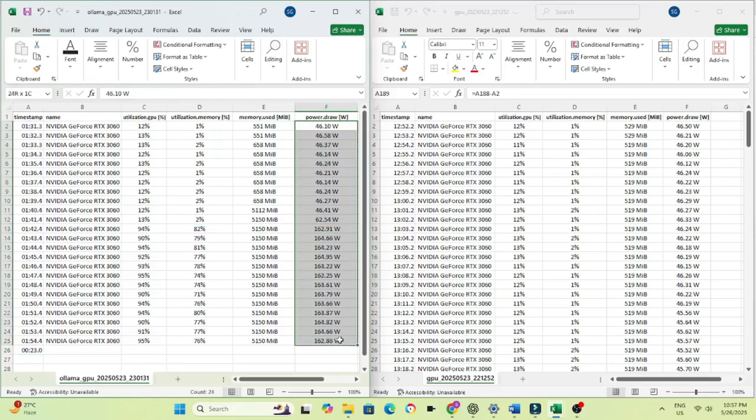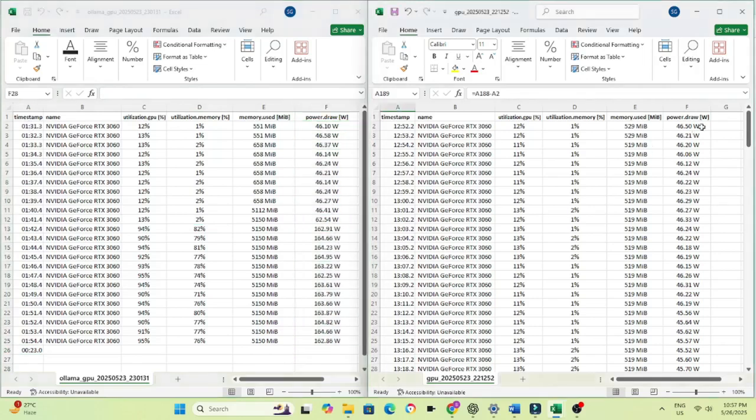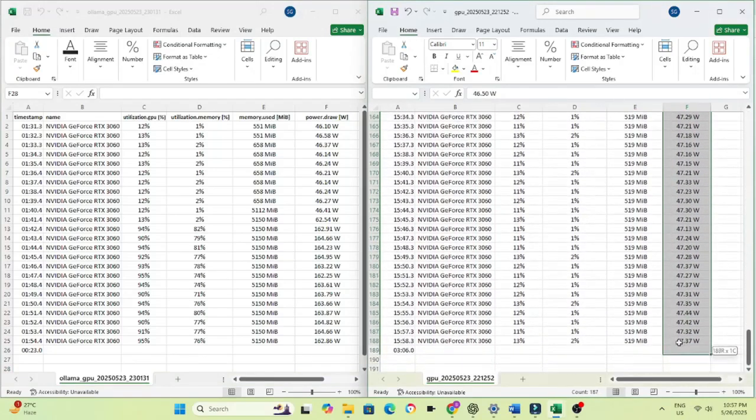Here I have made a general comparison of GPU usage. On the left, Phi generated output very fast, but with more GPU power. On the right, BitNet took more time, but with significantly less GPU power.